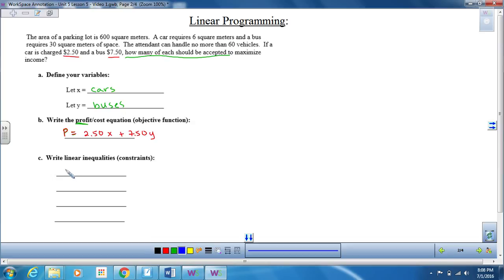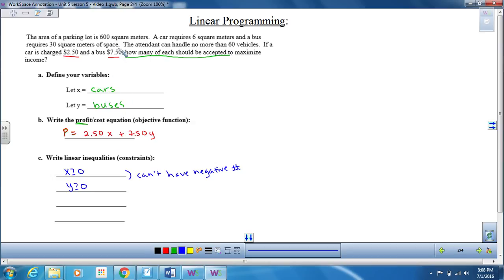The easy ones, the given ones, are that you can't have a negative number of cars and you can't have a negative number of buses. So that's greater than or equal to 0 and greater than or equal to 0. So let me make a note. You can't have negative number. Okay? And then my other 2 come from the problem.